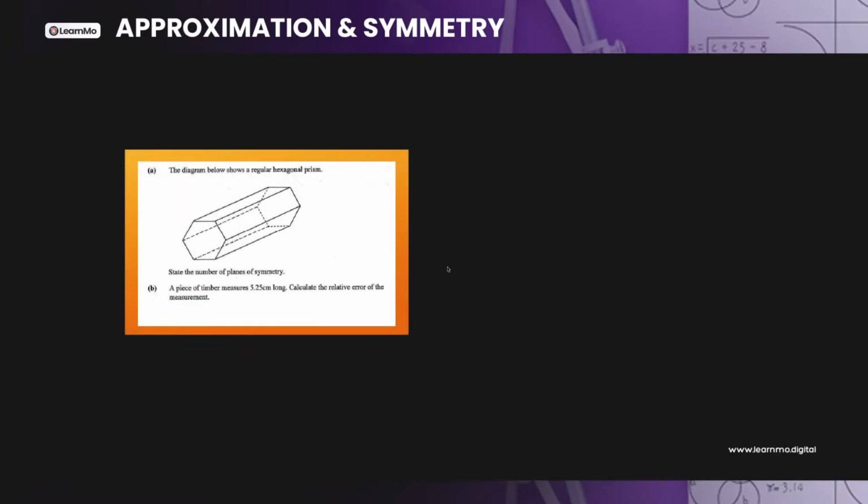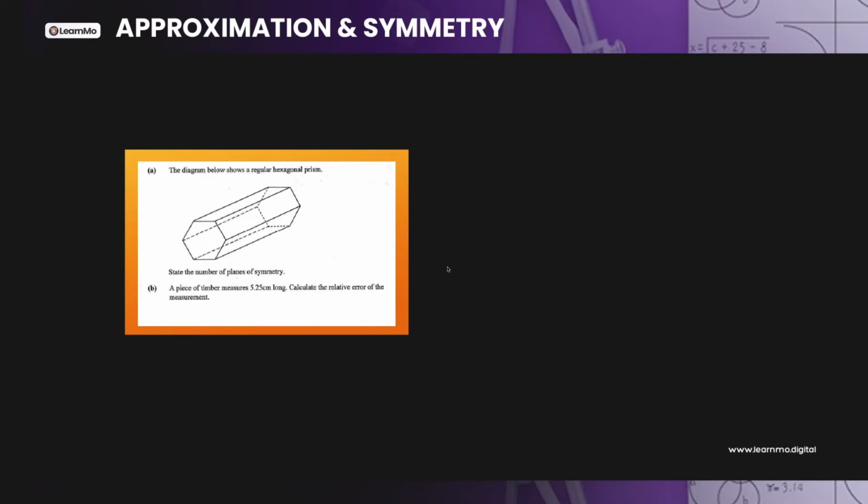In this lesson, we shall talk about finding the planes of symmetry of a shape and calculating the relative error of a measurement. Now, the number of planes of symmetry of a shape is equal to its lines of symmetry. So when you look at this shape, the first thing that you have to know is that the number of sides of any polygon is the number of lines of symmetry it has.